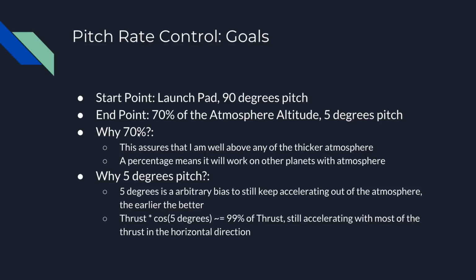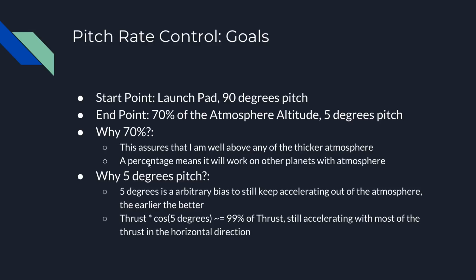Well, this is an arbitrary value that I chose just for testing, but it seems to work really, really well, and so I just decided to keep it. I'm sure I could maybe tune this or make it better so it works best for all ships, but I didn't see any need, and I never ran into any issues with this number, so I just kept it. But this assures that I'm way above the thicker part of the atmosphere, and then a percentage just means it scales to other planets.